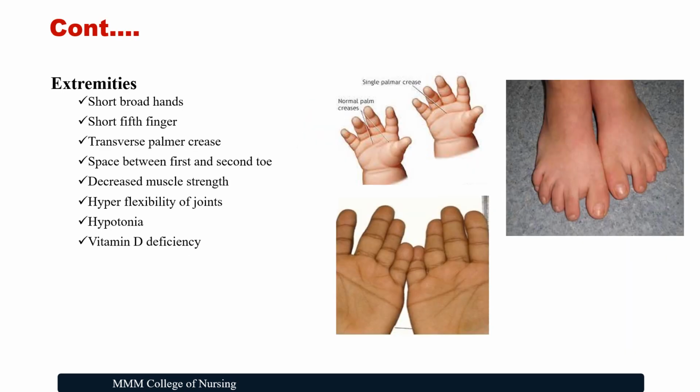And the features seen in extremities are short broad hands, a short fifth finger, and a transverse palmar crease, that is the single palmar crease, and a space between the first and the second toe. There is decreased muscle strength of the child, hyperflexibility of joints, hypotonia, and vitamin D deficiency will be seen in this condition.